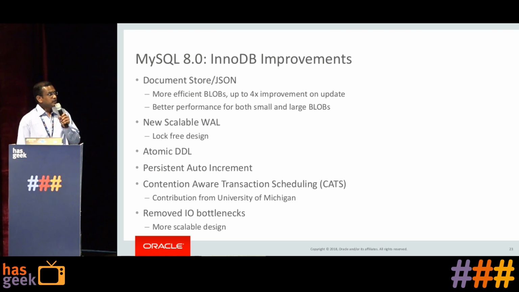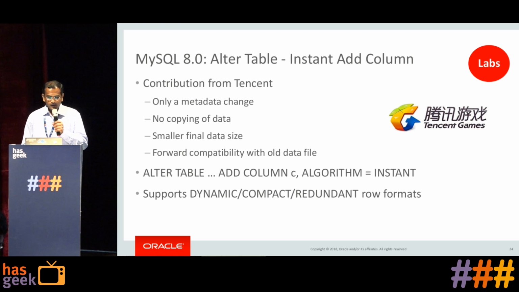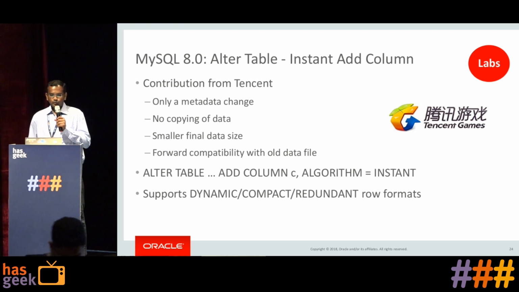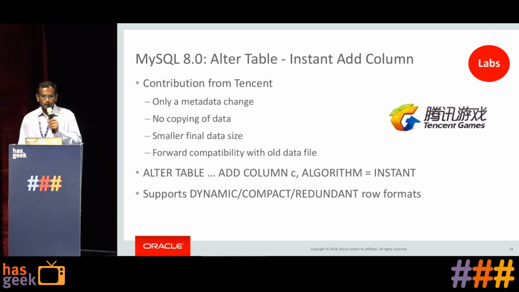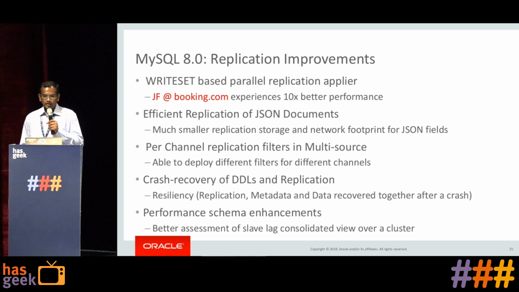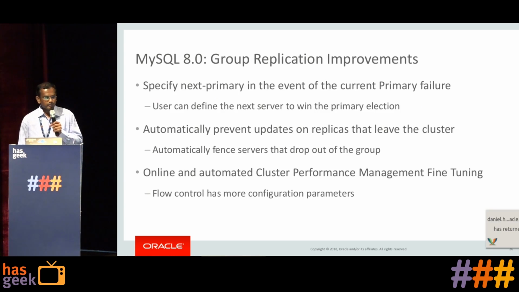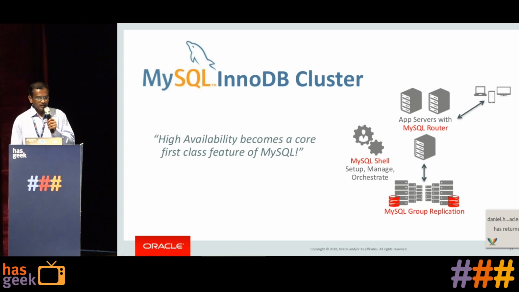InnoDB, a nice improvement on InnoDB. We've got the document store, JSON, and atomic DDL. As I said, everything is in the InnoDB database. And this is what the community is looking out for: an instant add column. We have it in Labs, and it will be available very soon in the next release. Replication, there are a lot of nice improvements, and very good improvement on group replication. This is very important on the InnoDB cluster part as well.